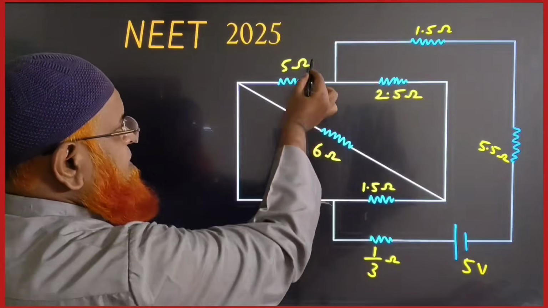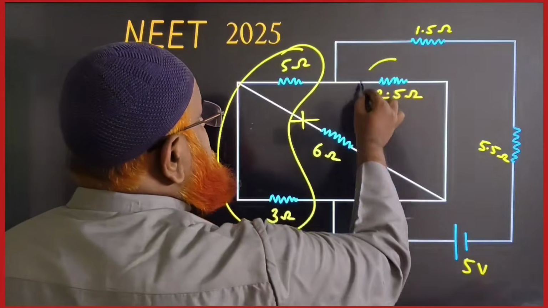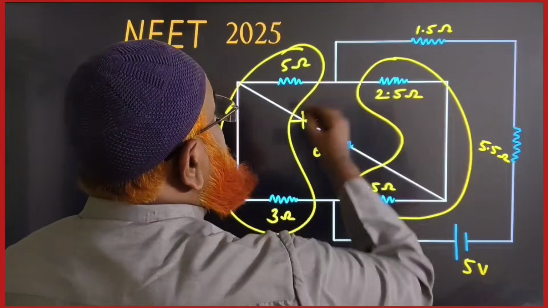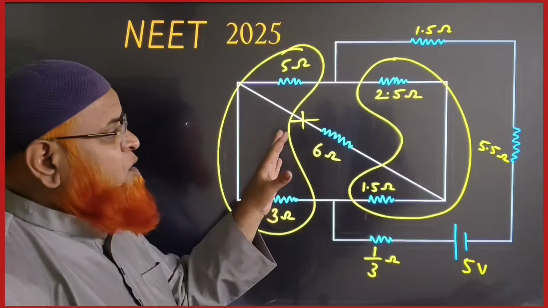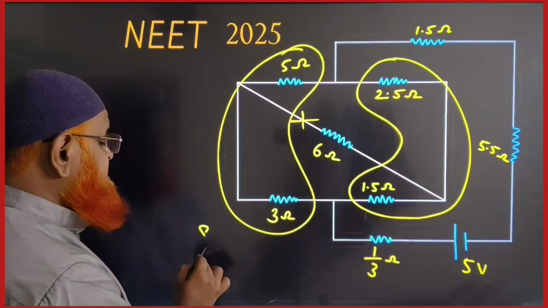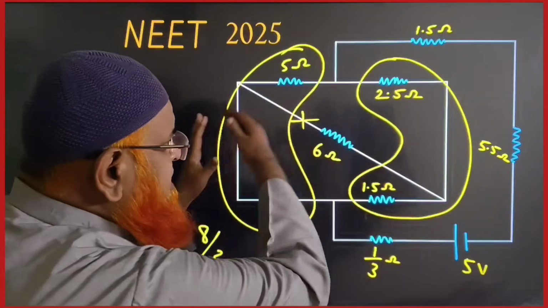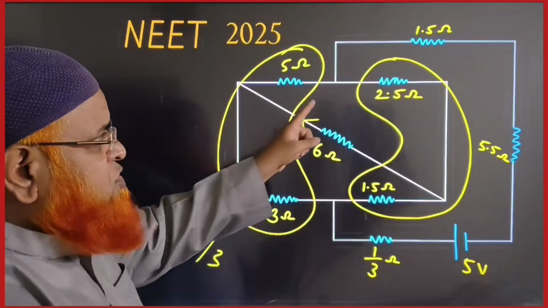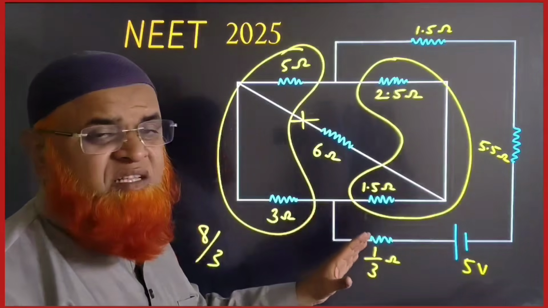So what is going to happen? 5 plus 3 is going to be 8. And 2.5 plus 1.5 is going to be 4. 4 and 8 are in parallel now. When one is double the other, the resultant is the product over the sum, which is 8 by 3. So this completely is going to be 8 by 3. Now 8 by 3 plus 1 by 3 is 9 by 3.